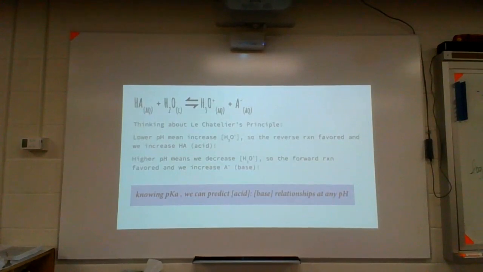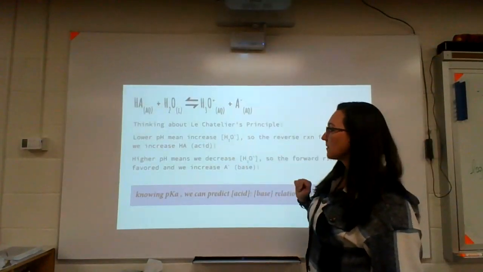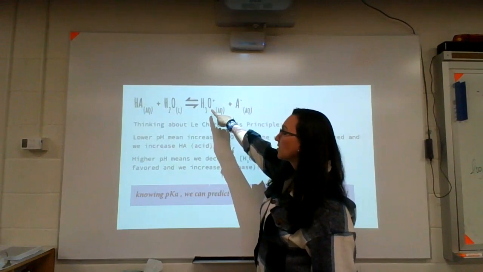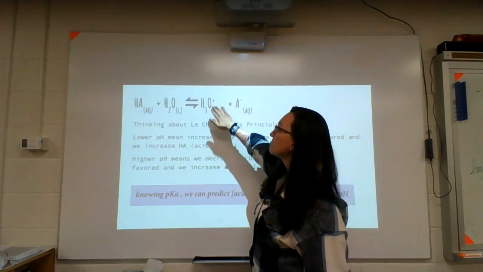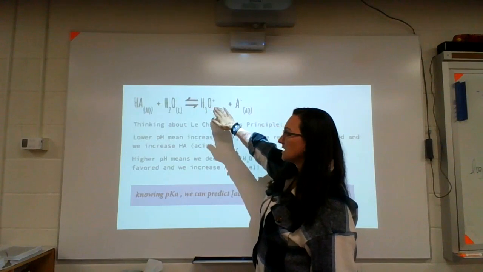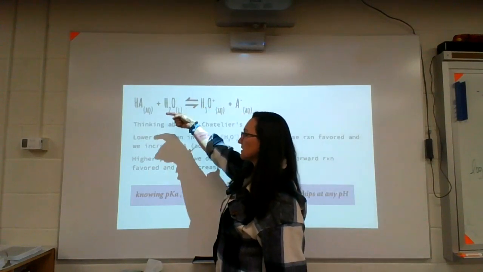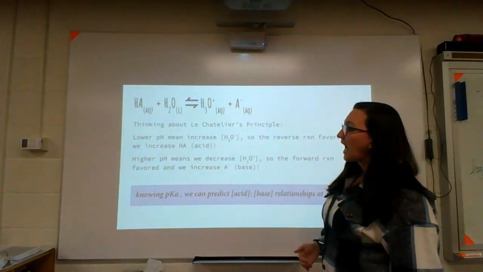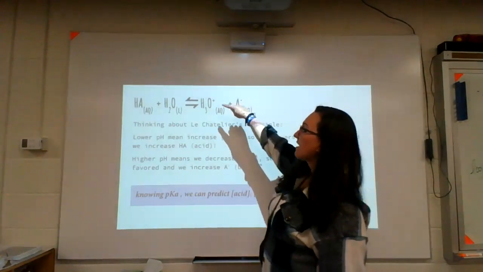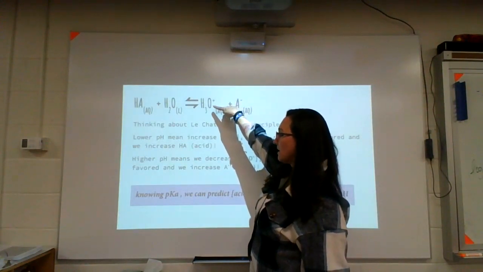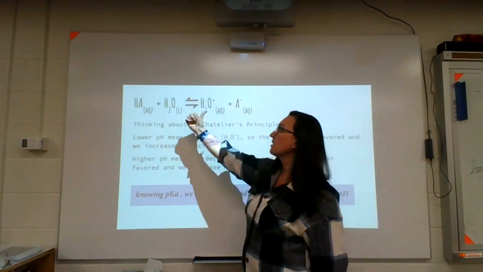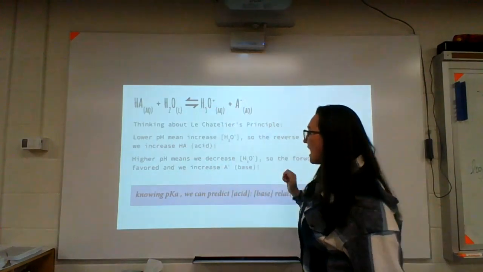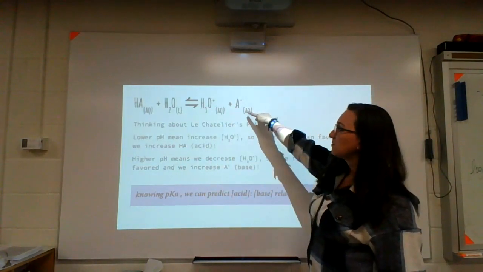Considering Le Chatelier's principle, we recall that the lower the pH, that means we have more of these hydronium ions. And hydronium ions were a product in this equation. So when we have more of a product in an equilibrium reaction, the reaction will shift to the left, producing more HA, acid particles. When we have a higher pH, that means we have less of the hydronium ions. And so having less of a product means the reaction will shift to the right, and we'll get an increase in the conjugate base.